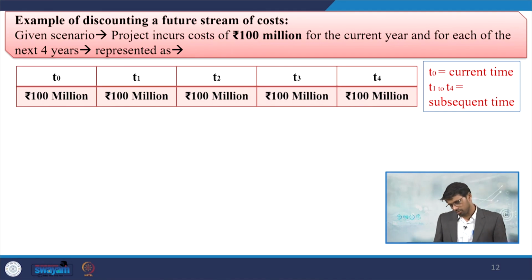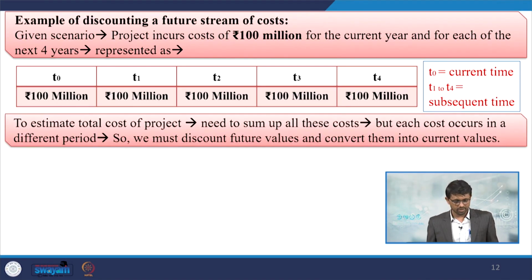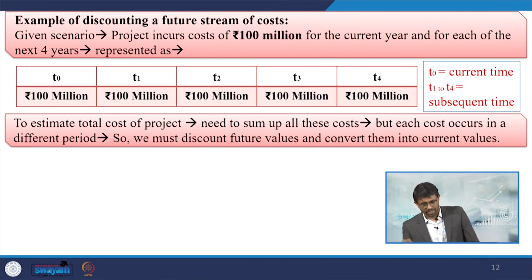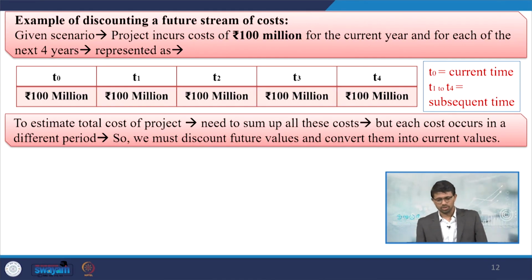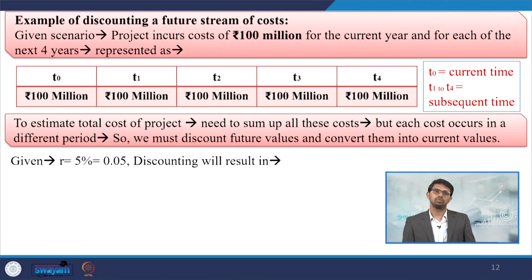So, in terms of the cost of all 5 years, all are same. To estimate the total cost of the project, since it is the same, it seems to be 500 million rupees. But indeed there is discounting of this amount over the future so far as total cost is concerned, hence that has to be also included in the model. Each cost incurs in a different period, so we must discount future values and convert them into current values.